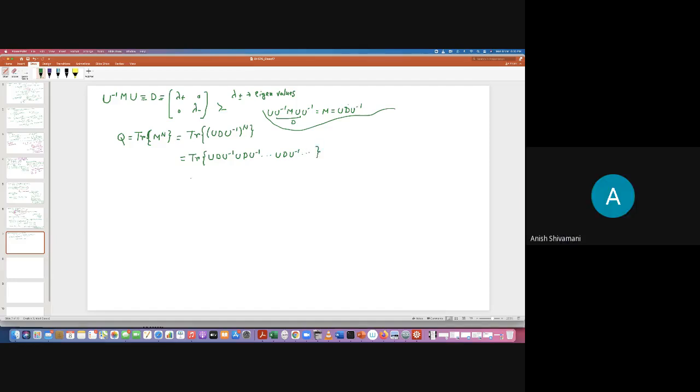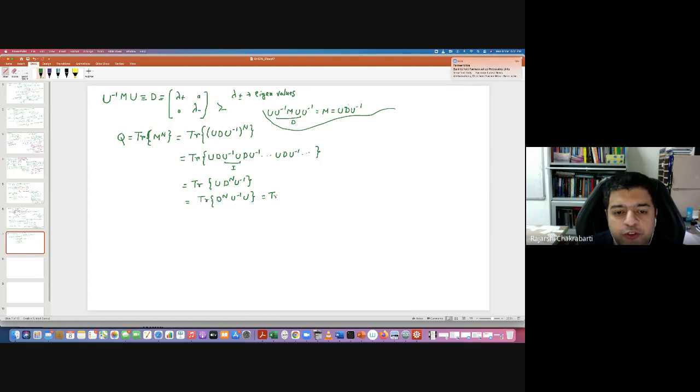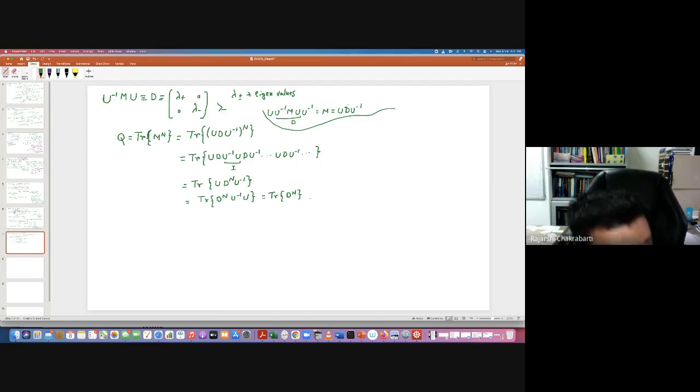Yes, sir. So now what is this? U inverse U, you know this is I. So what you are left with then? You are left with trace U D to the power N U inverse. Since this is a diagonal matrix, this is actually the trace of a diagonal matrix. If you can diagonalize it, then the trace of the diagonal matrix will be the eigenvalues, isn't it?